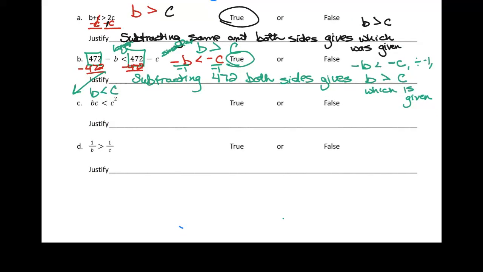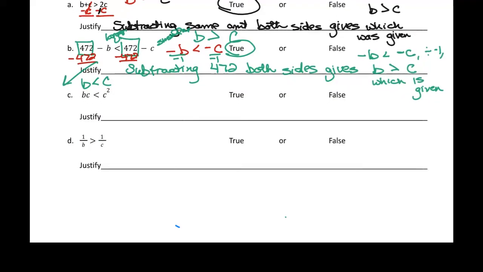All right, you tell me, what can I do to see here to figure out if this is true or false? What do you see that's the same on both sides? The c. So what should I do with that c value?